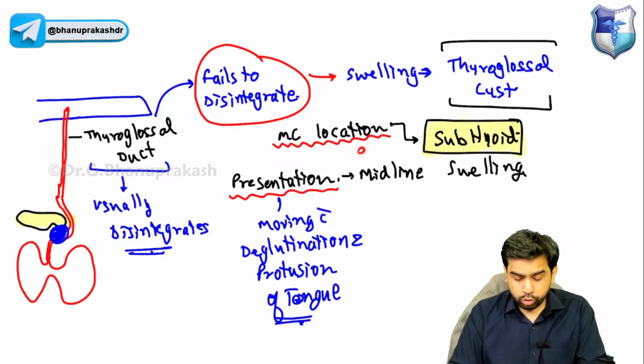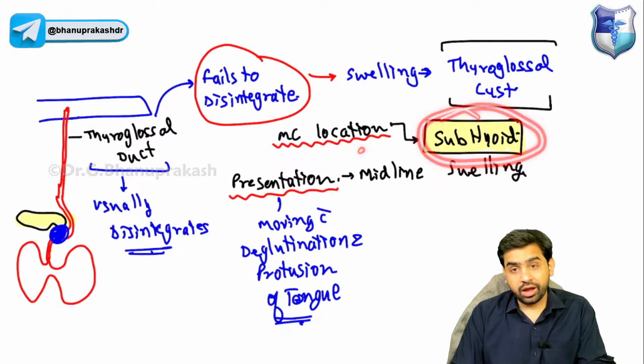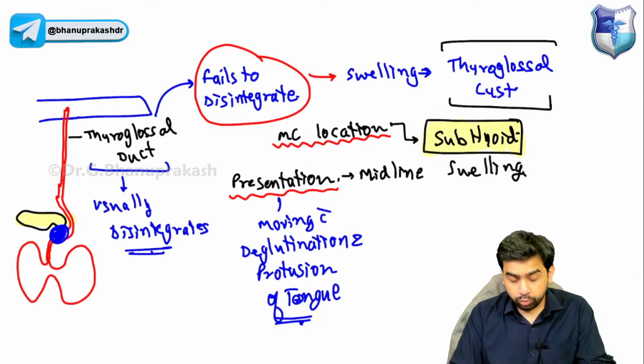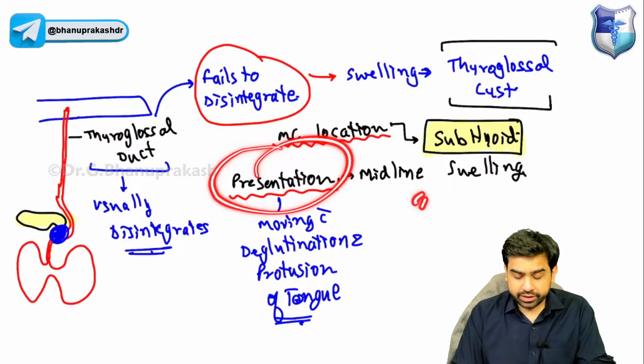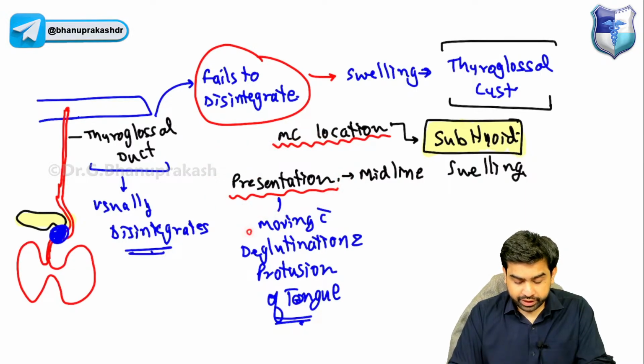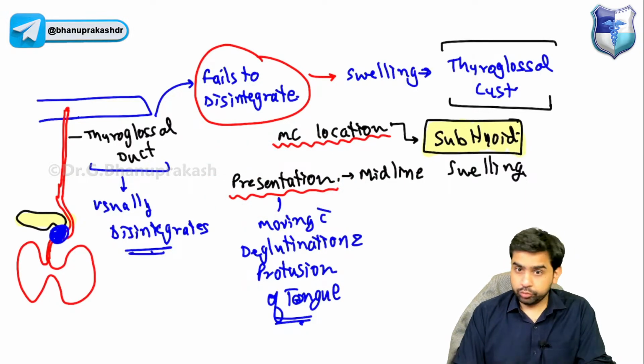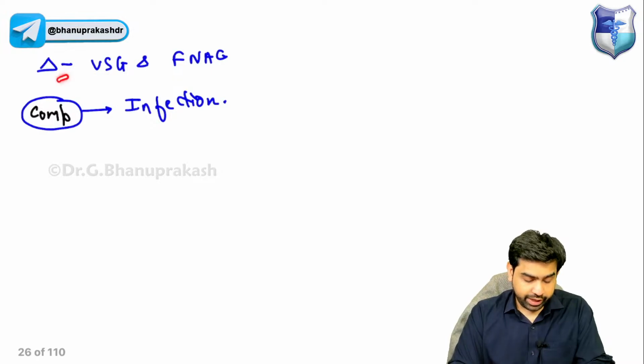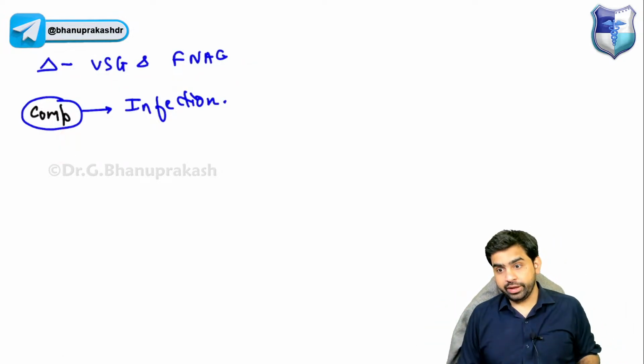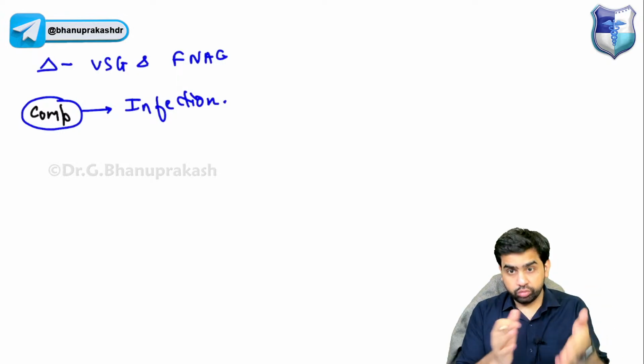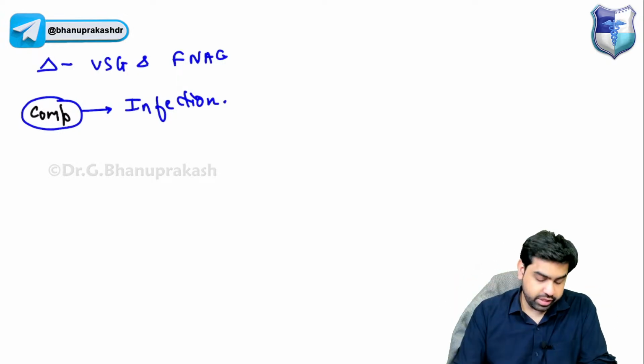Now the most common location of this thyroglossal cyst is subhyoid, that is just below the hyoid bone, and the presentation is a midline swelling which moves with deglutition and the protrusion of the tongue. Okay, I hope you've understood. For the diagnosis, we have an ultrasound and an FNAC. And we were talking about the complications, right? So what are the complications?